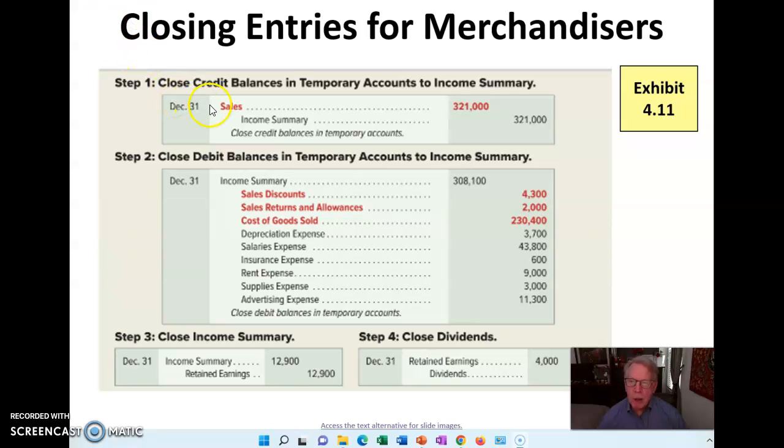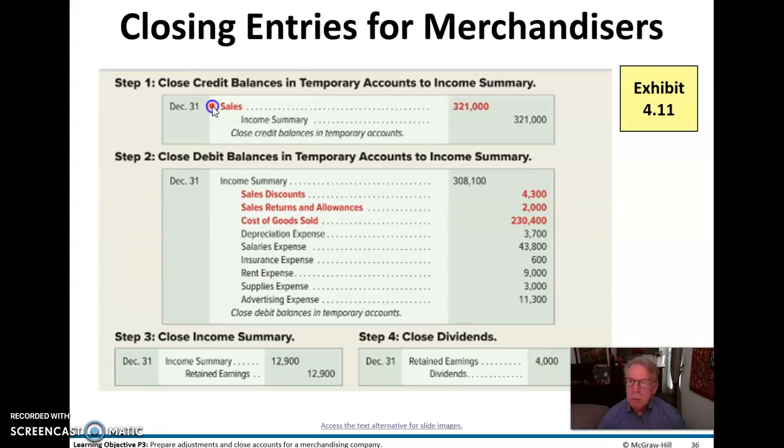And here we're debiting sales to zero that out and crediting income summary. And then for the cost side and the expense side, we'll debit income summary and zero out all our costs and expenses with a credit. And that will zero out the income statement for the next period.